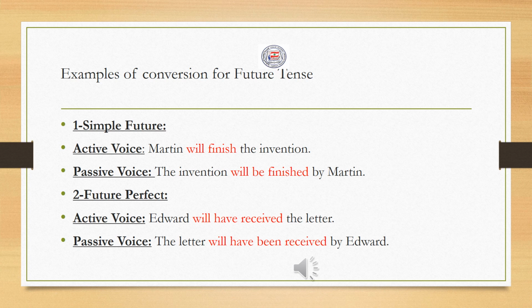The second one is the future perfect. The sentence is: Edward will have received the letter. In the passive voice, the sentence changes into: The letter will have been received by Edward. The letter is the subject. Will have stay as it is. Been is the verb to be that is used as been in order to represent the perfect form, and received is the past participle of the verb receive because it's a regular verb. By Edward is added because the doer of the action is known. So we get this sentence: The letter will have been received by Edward.